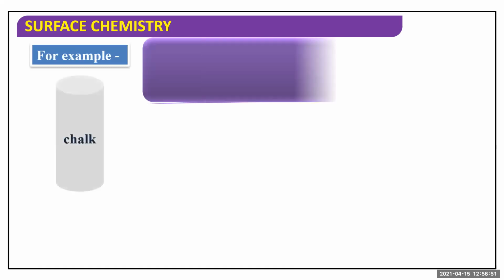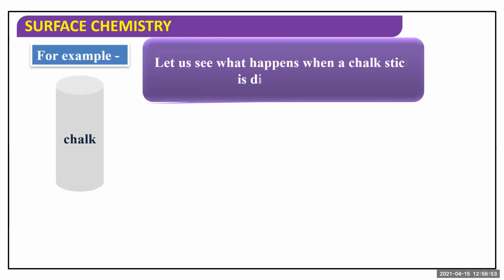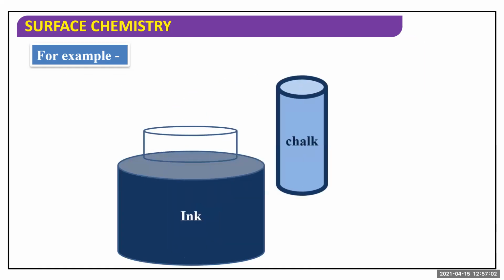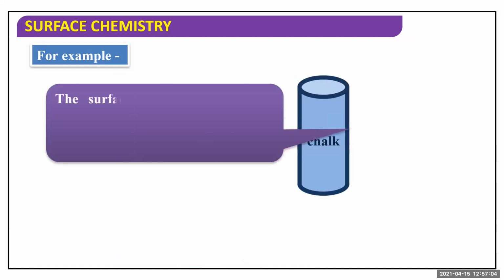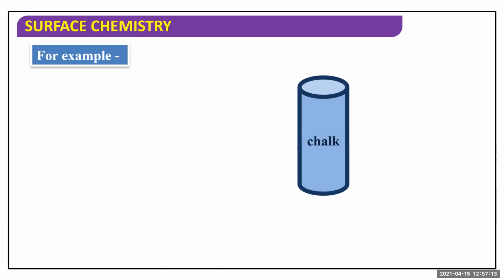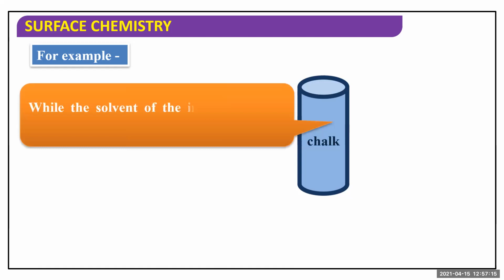For example, chalk. Let us see what happens when a chalk stick is dipped in ink. The surface of the chalk retains the color of the ink due to adsorption of colored molecules, while the solvent of the ink diffuses into the stick due to absorption.